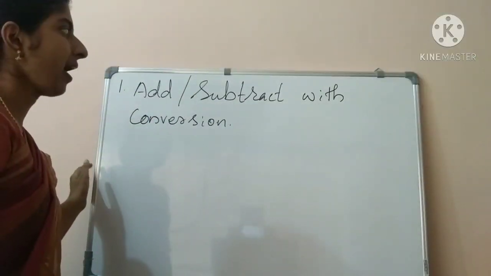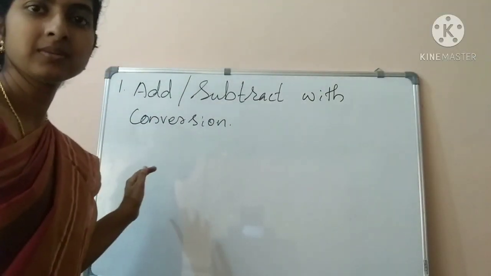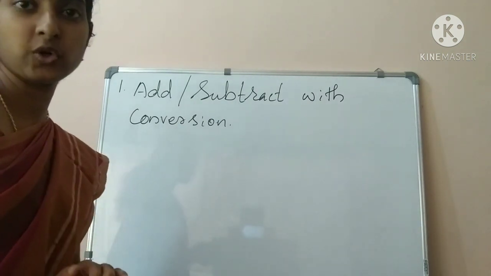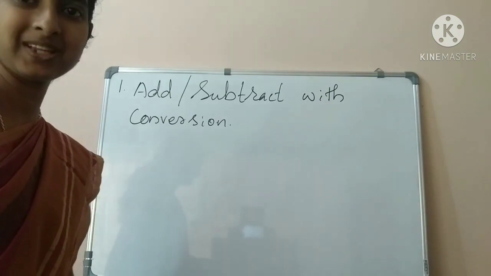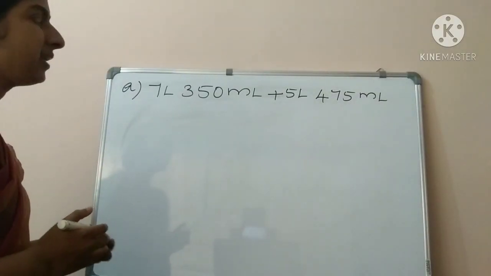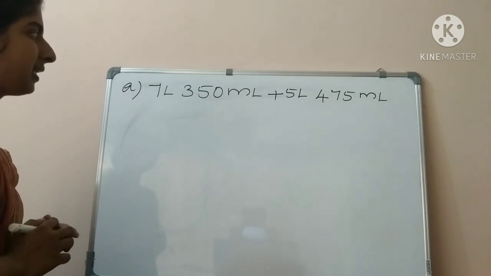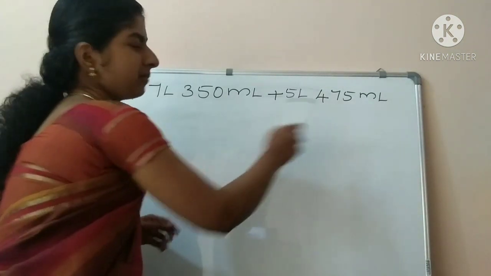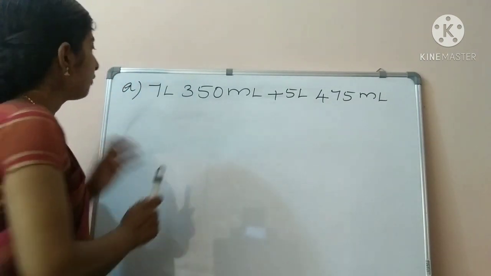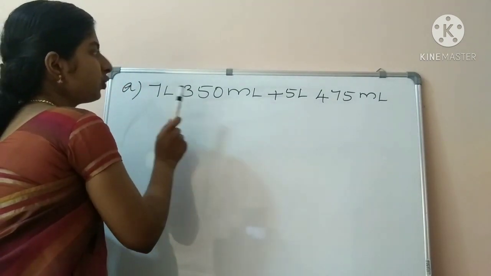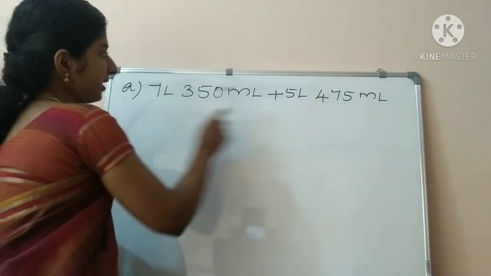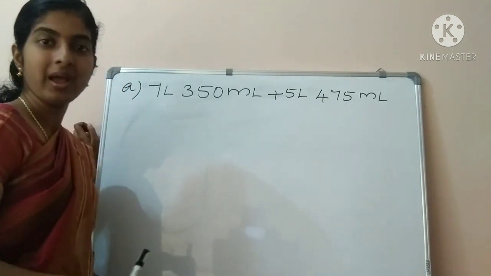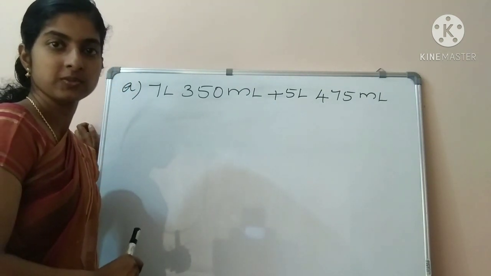First question is add or subtract with conversion. Already we studied this type of questions, isn't it? Okay. Question number A. 7 liter 350 milliliter plus 5 liter 475 milliliter. So first we convert the liters to milliliters. Then here is the addition sign, so we add both the answers.